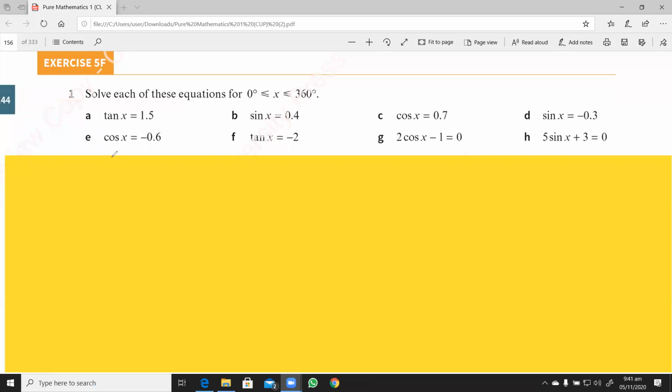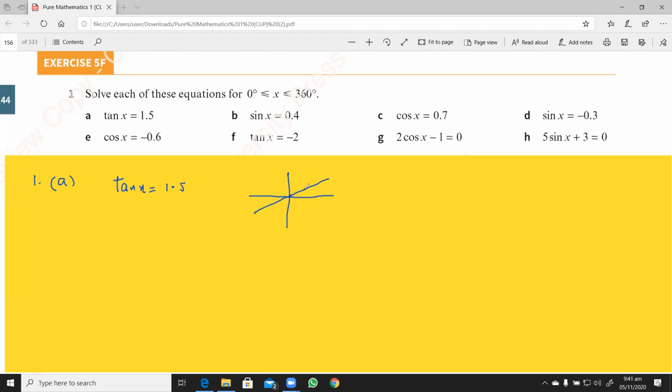Okay, so we are going to learn how to solve trigonometric equations. Now look at this first question. You have to be very alert, beta, and just register these steps in your mind. Now we have tan x equal to 1.5. So you must see that tan x is positive.